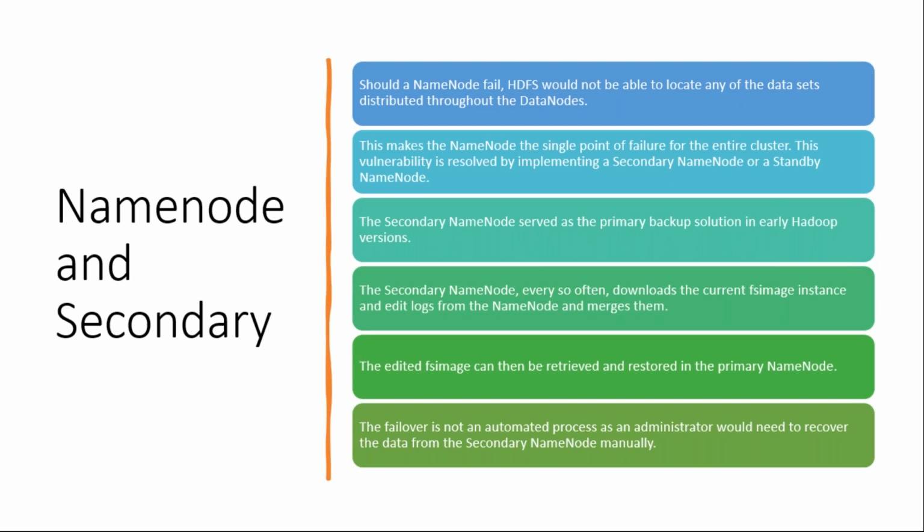See, the secondary name node every so often downloads the current FS image instance and edit logs from the name node and merges them. This mechanism was already discussed in the previous slides. The edited FS image can then be retrieved and restored in the primary name node. So these are all the different functions of name node and secondary name node.